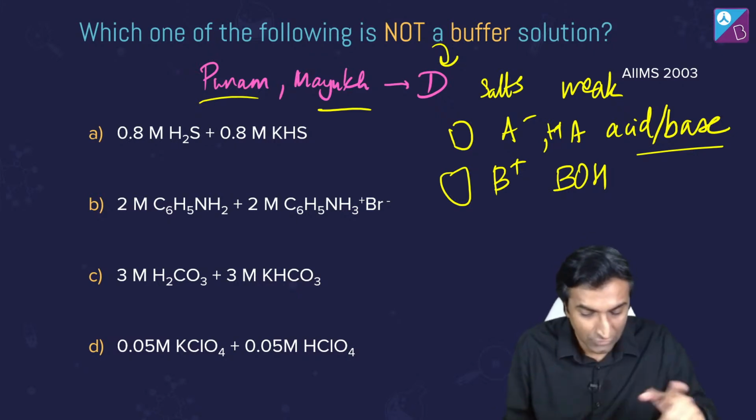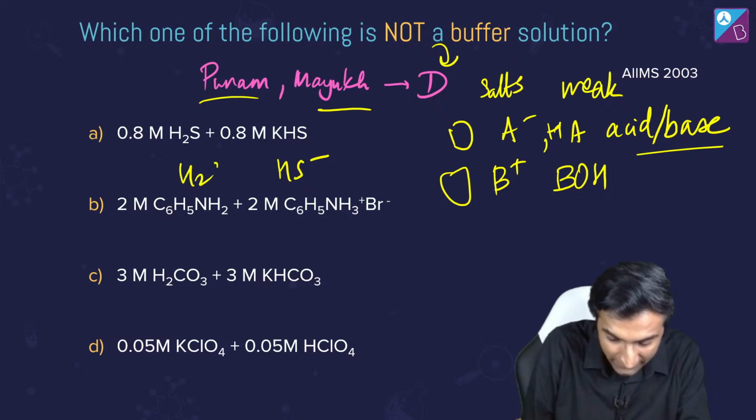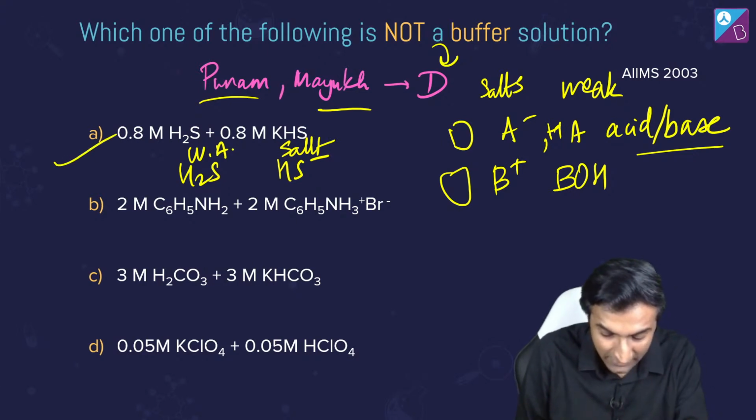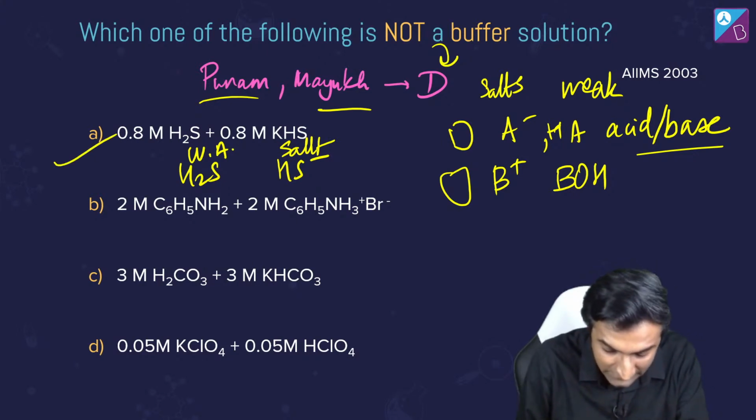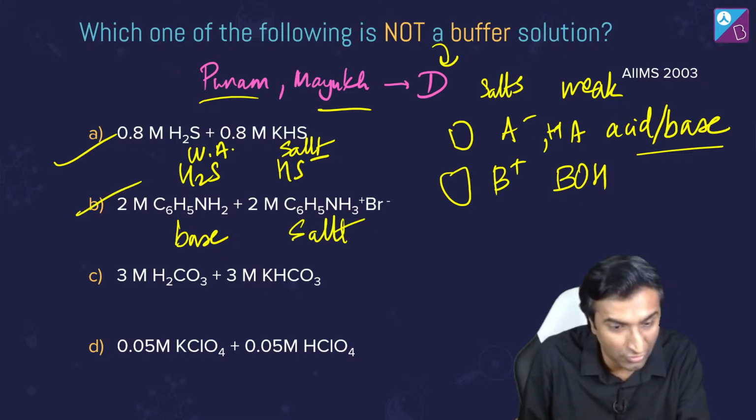Now in all of these, you can clearly see this is HS minus and H2S. So this is the weak acid and this is the salt of its conjugate base. So this one will definitely form a buffer. What about this whole thing right here? This is the base, right? And this one is the salt. So this also looks like it is going to be a buffer.